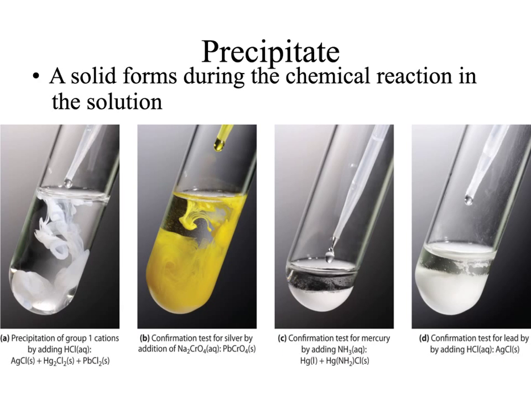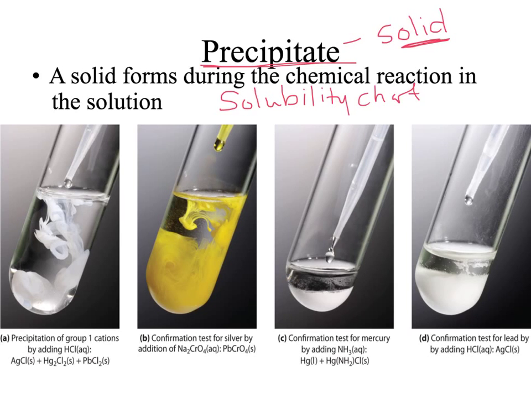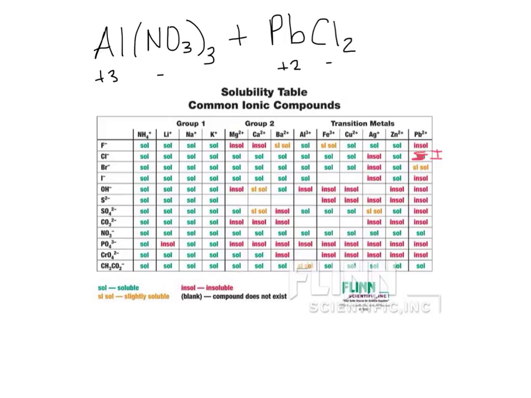The next thing we need to look at when we're doing a double replacement reaction is to determine if there is actually a precipitate that forms during the chemical reaction. A precipitate is simply a solid. And in order to figure out if a solid is made, we're going to have to look at our solubility chart. So this is how you read your solubility chart.